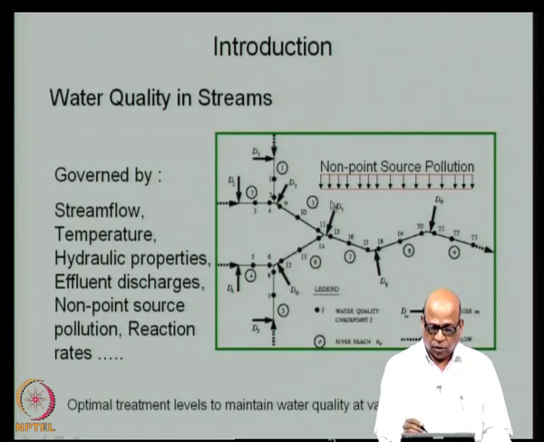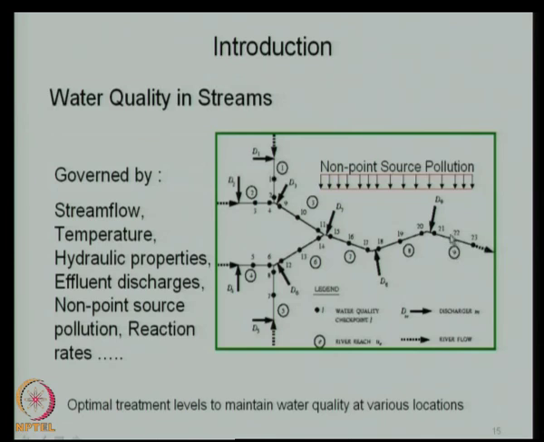In answering this question, you should also take into account the non-point source pollution that comes in. So, the non-point source pollution, as I just mentioned, cannot be controlled, but it has to be accounted for. So, we account for the non-point source pollution and then arrive at optimal treatment levels as well as the maximum water quality that is desired at various locations. Now, the water quality at various locations will depend on what purpose you would like to use the water for.